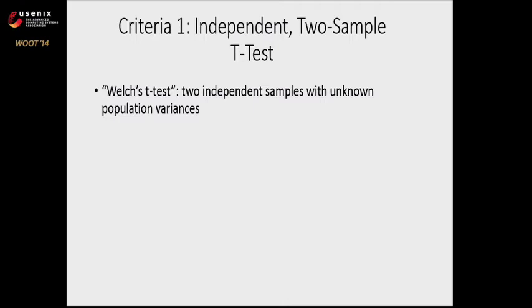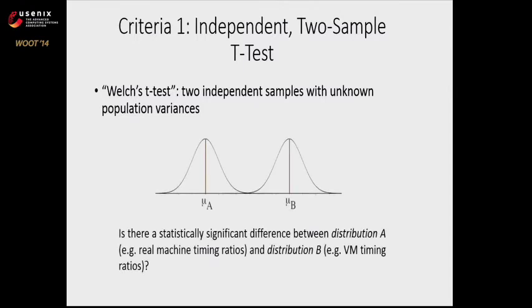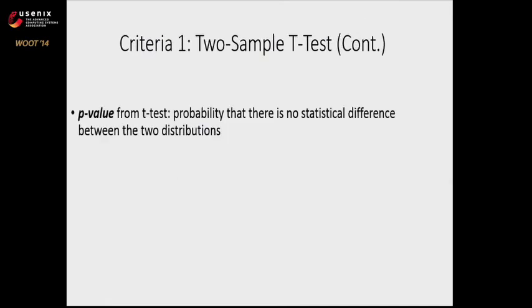But we do have these 2 independent samples, namely the timing samples from our real machine and the timing samples from our VM. And so canonically, what the diagram looks like is we have these distributions A and B, and you can think of this as our real machine timing ratios and our VM timing ratios. And when we give the Welch's t-test 2 samples from these distributions, it answers the question, are these distributions statistically and significantly different? And so I mentioned that we use something called a p-value.